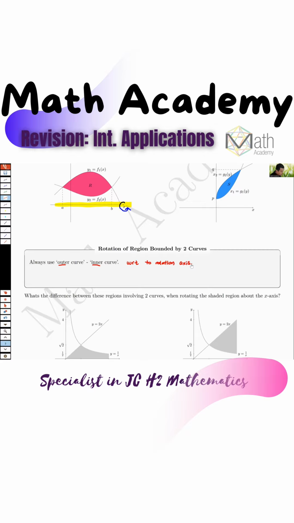Personally, I will not visualize the diagram. I wouldn't think about what the 3D shape is. We just go for outer and inner. So what do I mean by that? If this is your rotation axis, y1, which is this curve, is the outer because it is further from the rotation axis. Let's call that the outer curve. y2 that is below here is called the inner curve.